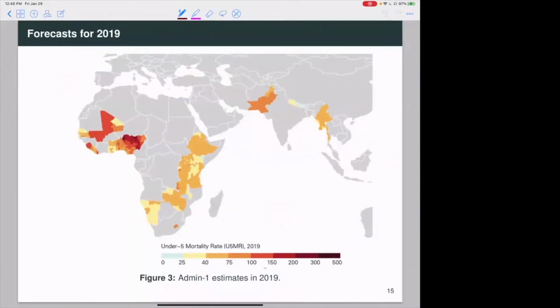So here are the answers. At admin 1, these are the countries that we've looked at. We can see Mali has quite high levels. Northern Nigeria also does, and that's true of many health outcomes. Sierra Leone and Liberia too. These are predictions for 2019.